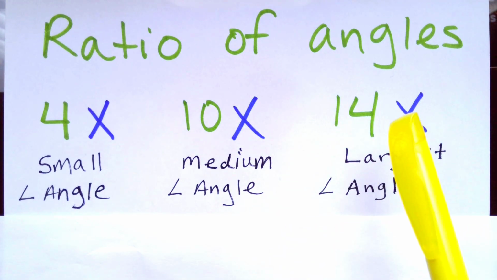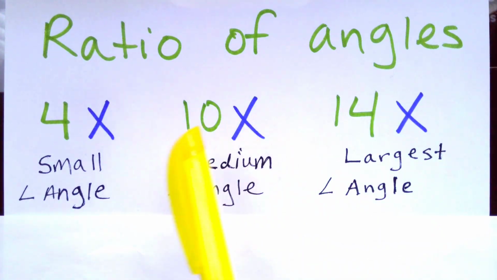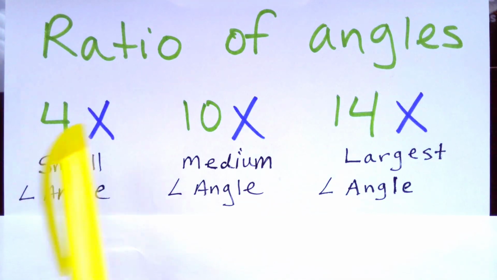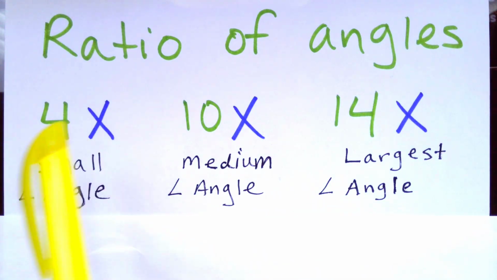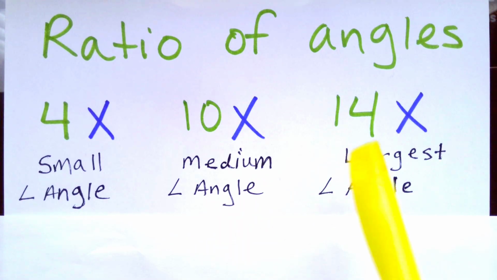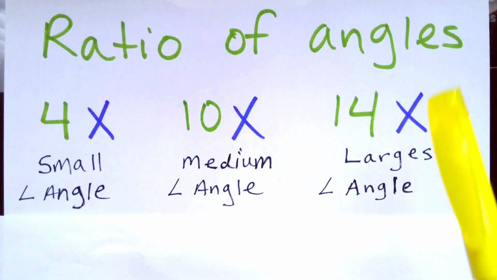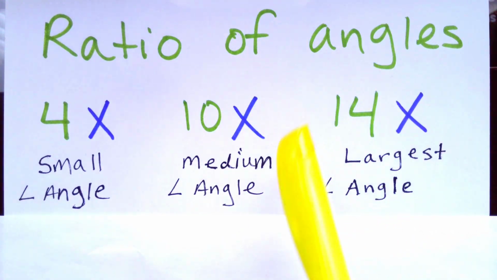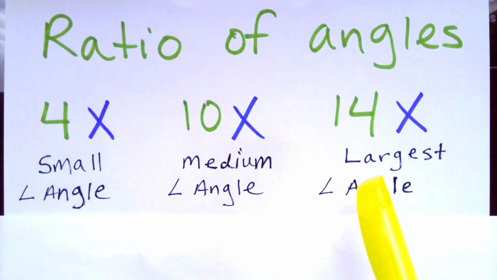That's a ratio of a 14. I don't know what the ratio of this 10x angle is. I don't know what this ratio of 4x value is. I do know that 4 is the smallest number in the ratio. I do know that 10 is the medium value in this ratio. And I do know that 14 is the largest. So I'm really going to be focusing, because the test question asks what's the value of the angle of the largest ratio of the triangle, on that 14x.